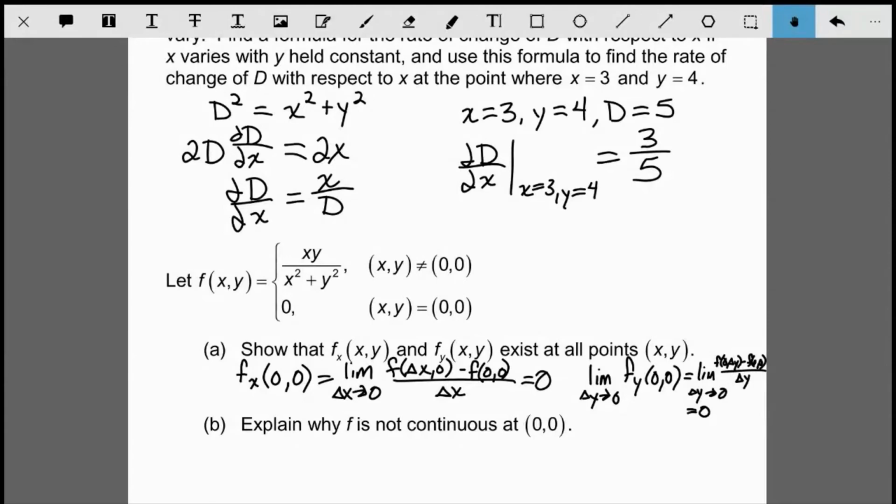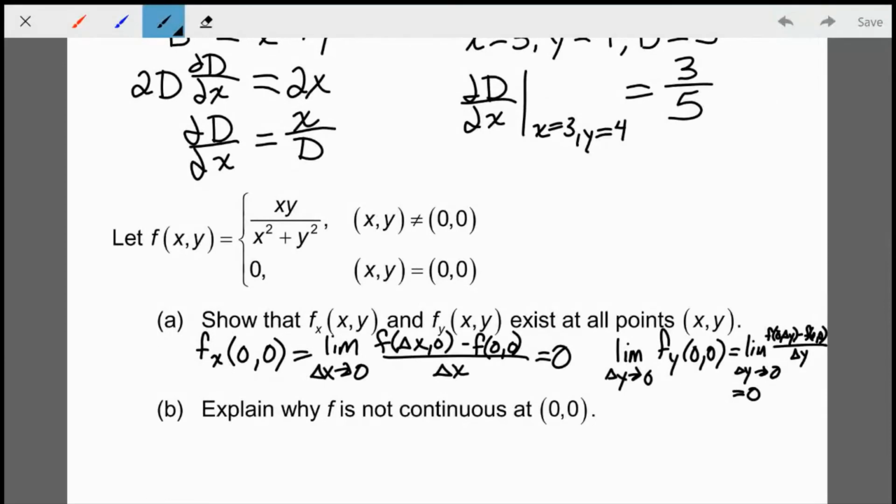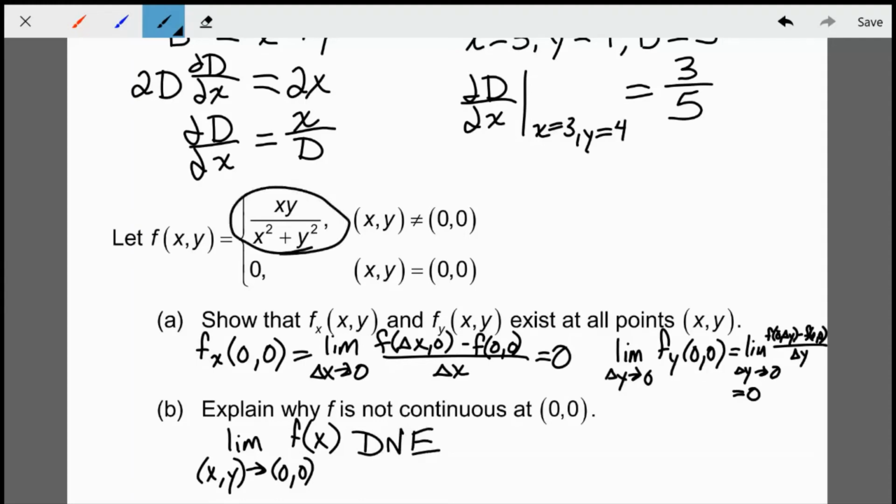Well, remember, for continuity, the limit value has to be equal to the function value. Well, in this case, the limit as the point xy approaches the point 0, 0 of this function does not exist, because we would have to be looking at the limit of that, which is actually one when we were looking at limits, we looked at that exact same function. That one doesn't exist. Therefore, this function is not continuous.